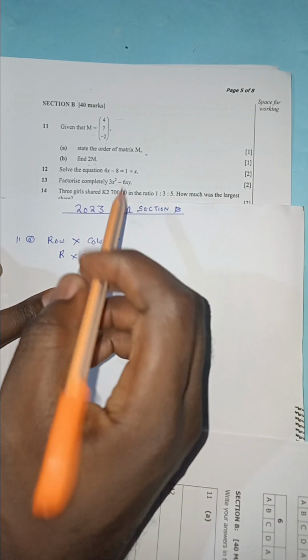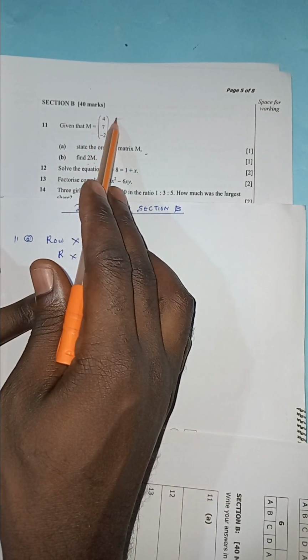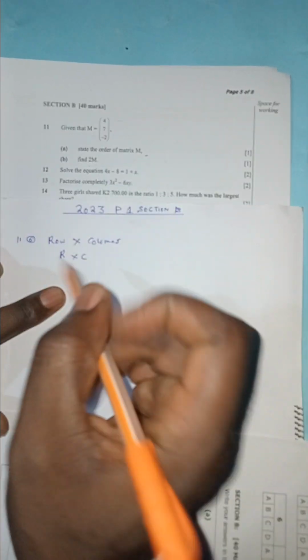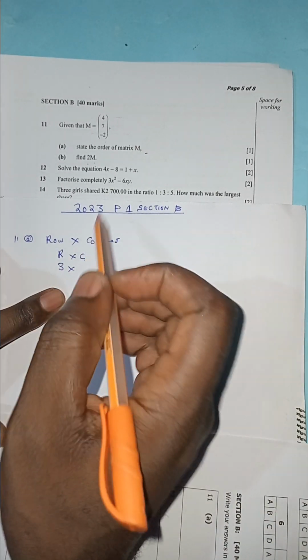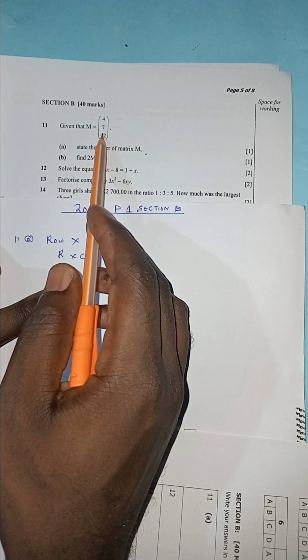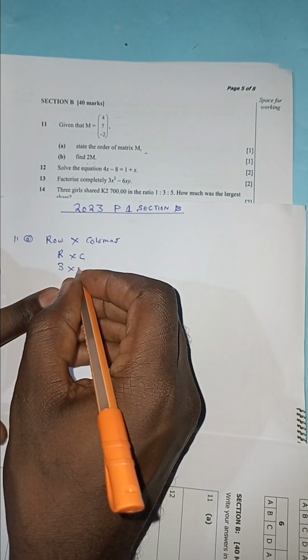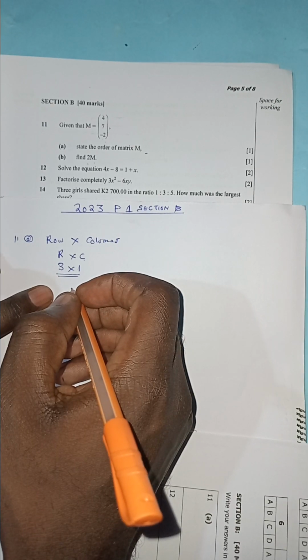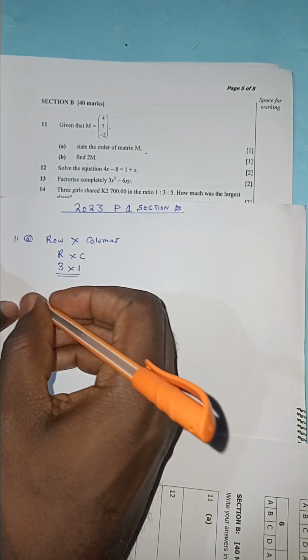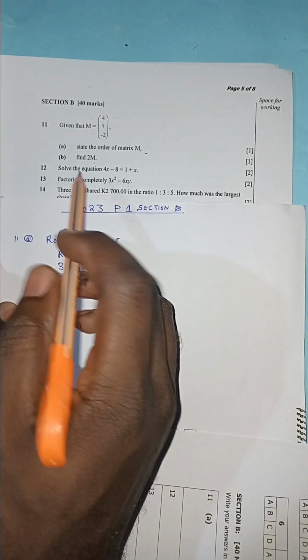So we shall just check the number of rows. We have 1, 2, 3. So this is 3 by the number of columns. How many columns do we have? We just have one column in this order. So this is a 3 by 1. That is for the first part. We can move to part B.